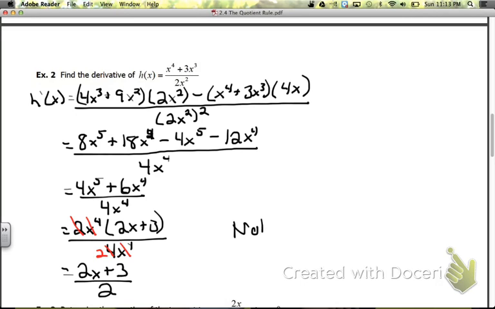Also note here, since we canceled out our x to the power of 4, there is a hole at x equals 0. So if you were to draw this, make sure that you show that there is a hole at that position.